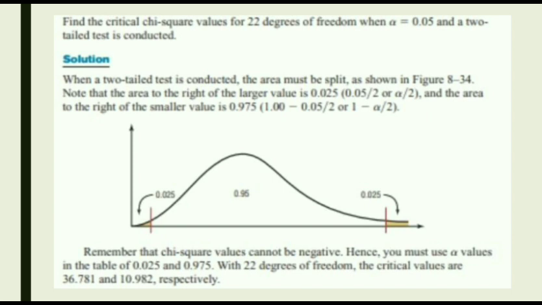critical value. Remember that the chi-square values cannot be negative. Hence, you must use A values in the table of 0.025 and 0.975 with 22 degrees of freedom. The critical values are 36.781 and 10.982 respectively. Muna siya ang came up man siyang critical value sa one. And that's all.